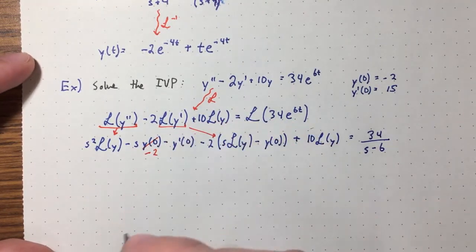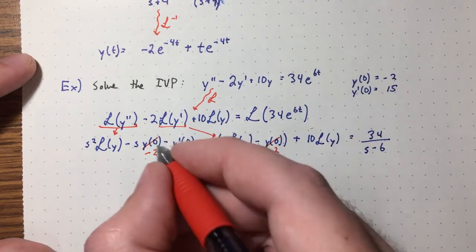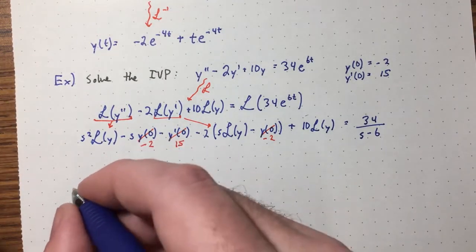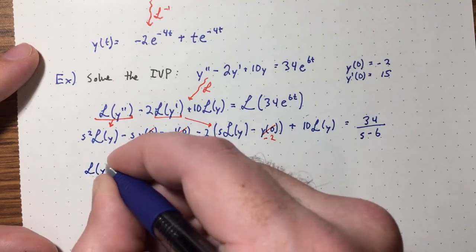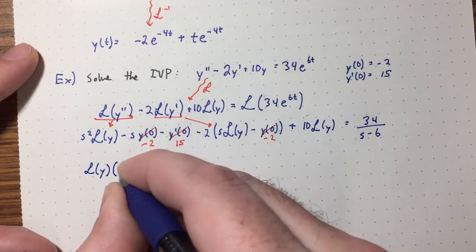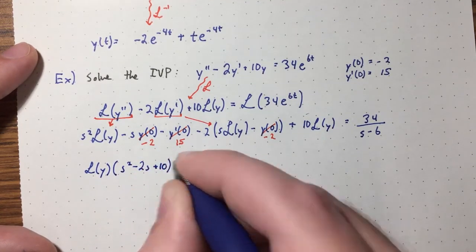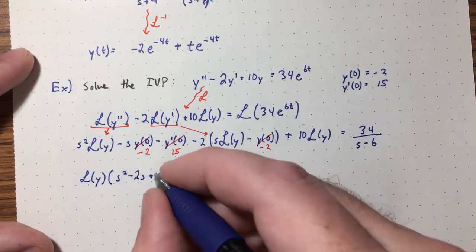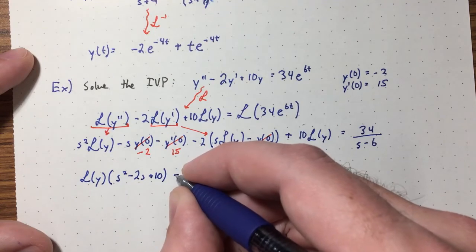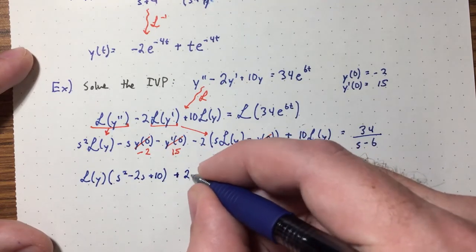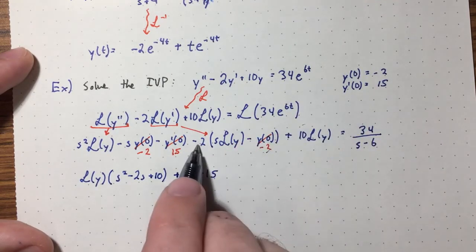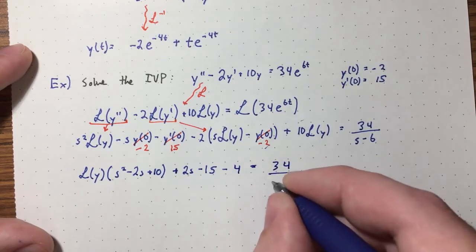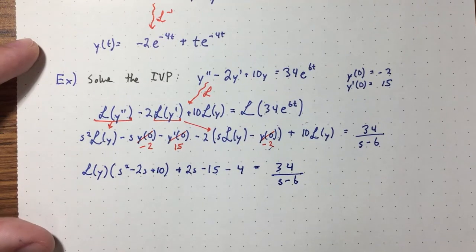Okay, y of 0 is minus 2. Minus, minus, minus, so be careful about that. Y prime of 0 is 15. Okay, let's do this thing again where I collect all the L of y terms. So I have an s squared minus 2s. I'm expecting to get the characteristic polynomial again, so let's just check. Looks like I do. Okay, and then we have a plus 2s, right? Minus 15. This one we have to be really careful about. But it looks like we have a minus 4, right? That's going to equal this.